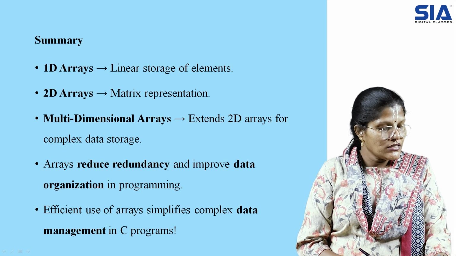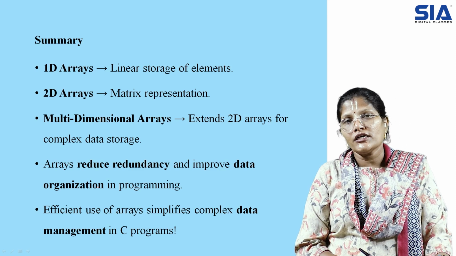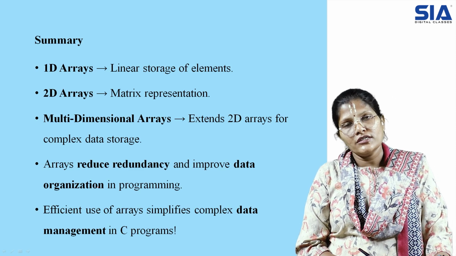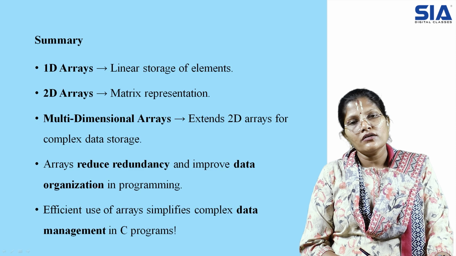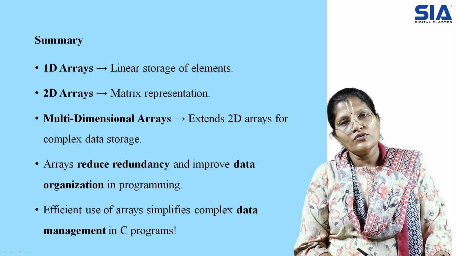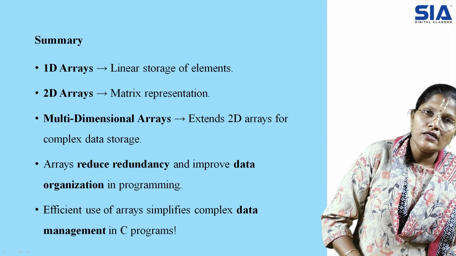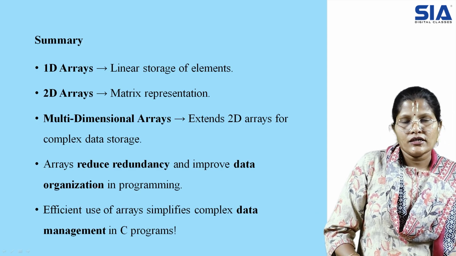What are the summary points? An array is a homogeneous collection of data. Array index always starts with 0 and it ends with n minus 1. If it is n, it is ending with n minus 1. Always the 0th value is the first value which is retrieved. It is used mostly in sorting and performing mathematical operations.